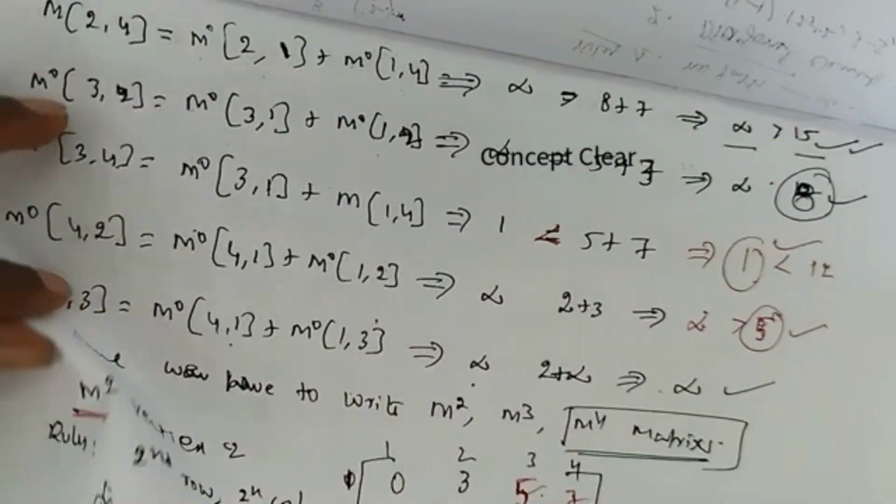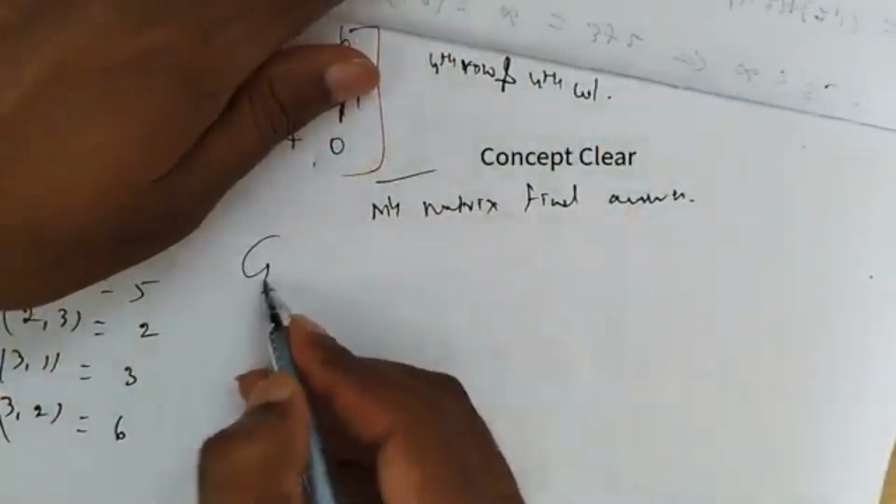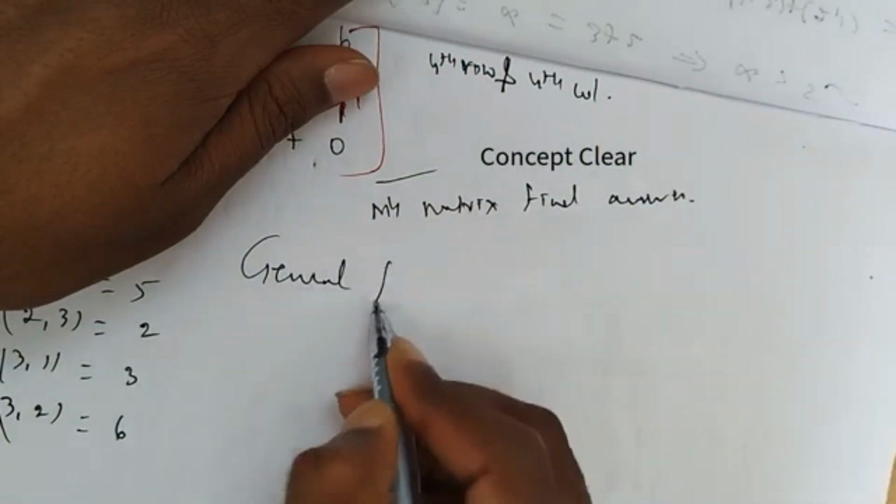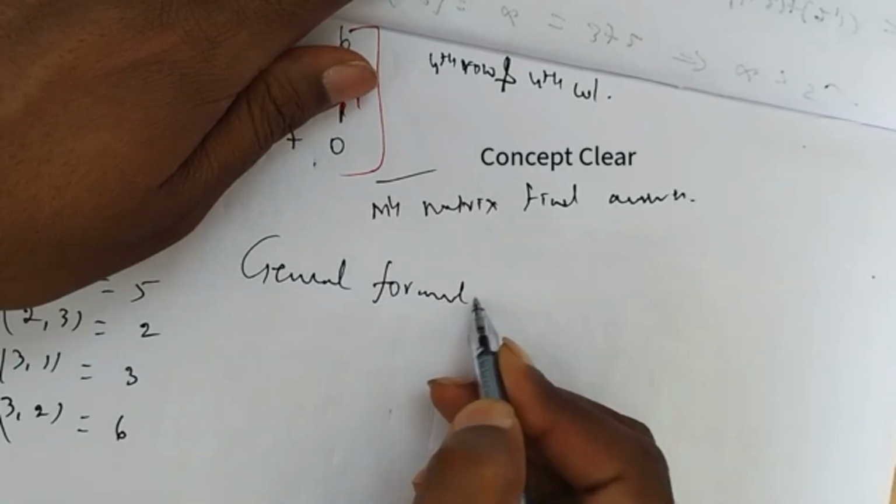According to the formula, they have a formula; the formula is the general formula. If we are not using the formula also, we can find out the answers.